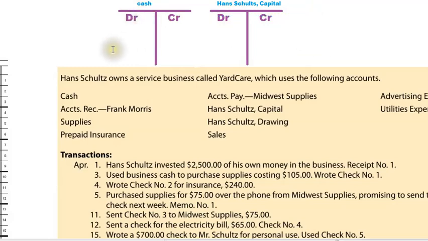Cash, in this case, we know it is being debited, $2,500, and capital is being credited, $2,500. Okay, good. Now that I know which one is debited, which one is credited, I am ready to journalize.